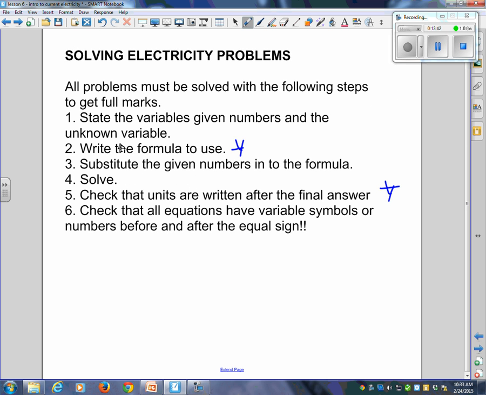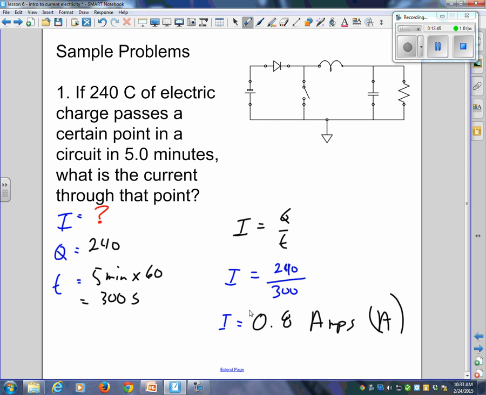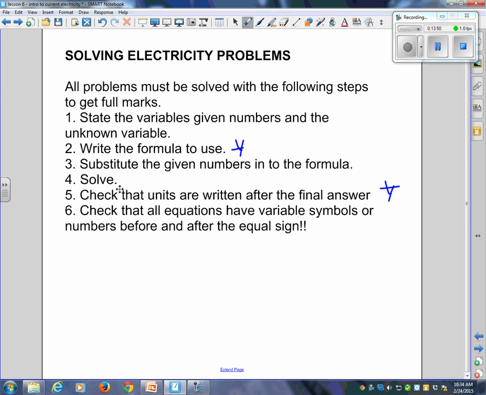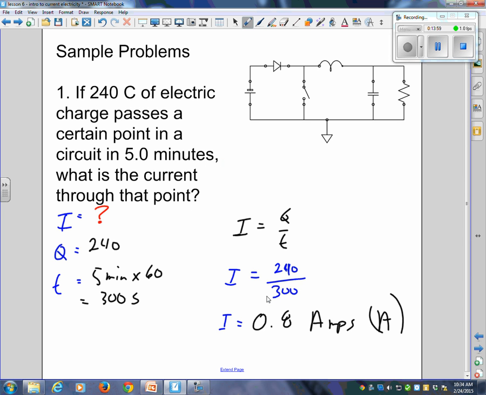Did I substitute the given numbers into the formula? That's what this is right here, substitution. Did I solve? Yes. Did I check that units are written? Yes. Do I have something before every equal sign and are the equal signs lined up? Yes. That is a perfect solution. Do I have beautiful handwritten text? No. It's kind of messy, it's kind of ugly. But I've done everything. I can read it.